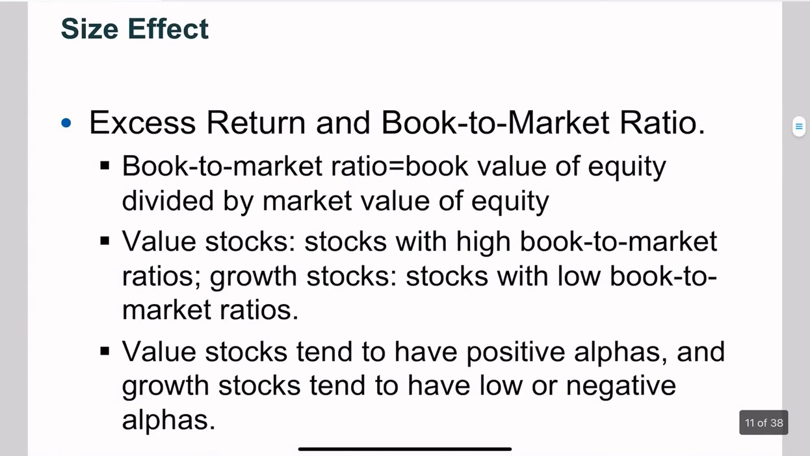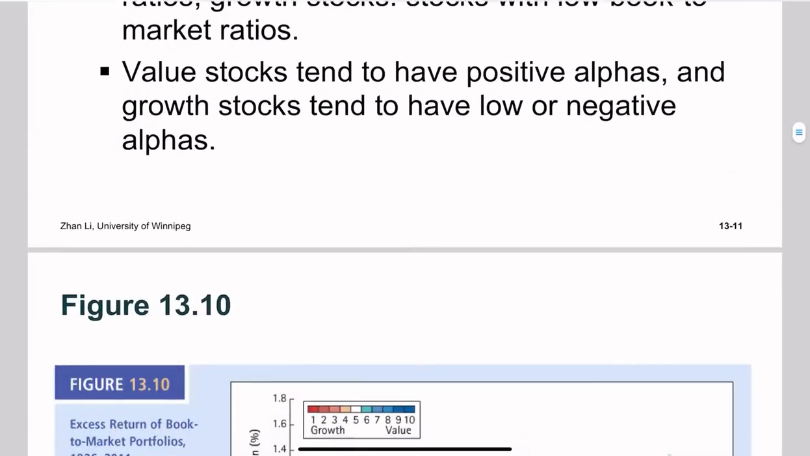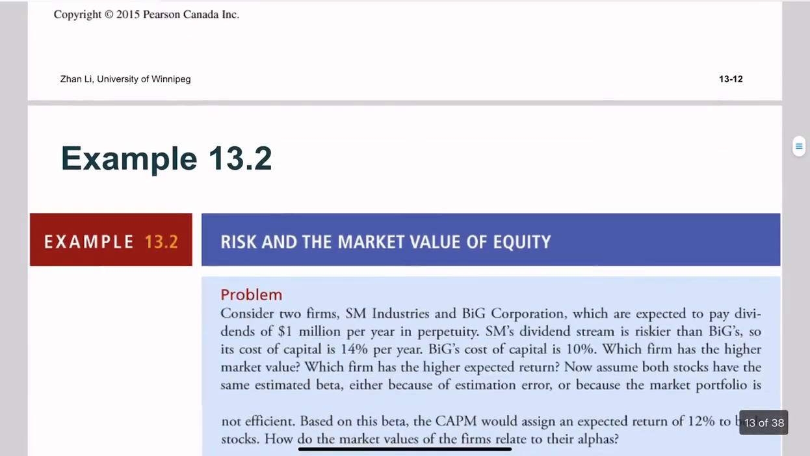And we also talk about this value effect. That is, if you rank stocks by their book to market ratio, then you would categorize stocks with high book to market ratio as value stocks and stocks with low book to market ratios as growth stocks. So the finding is, if you look at the returns of value stocks and the growth stocks, you find out value stocks could give you positive alphas. And this again violates CAPM.